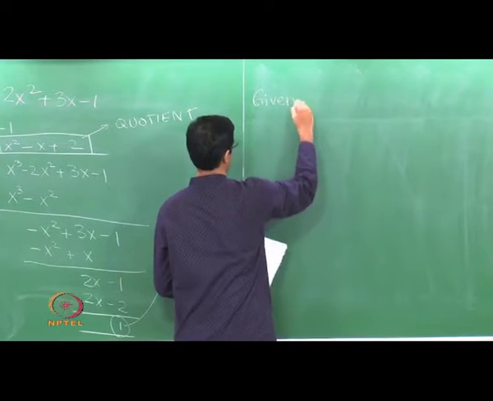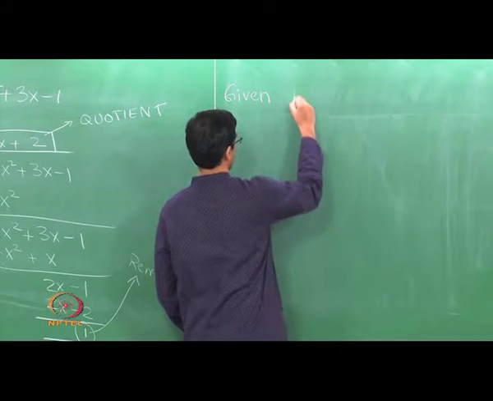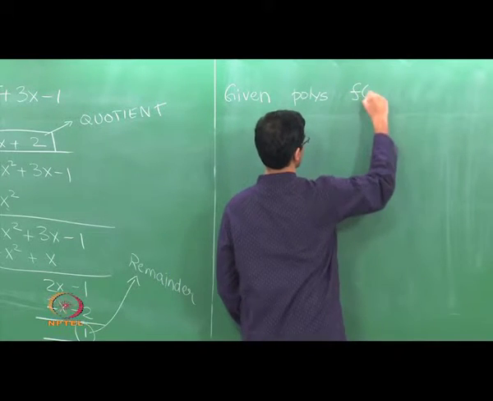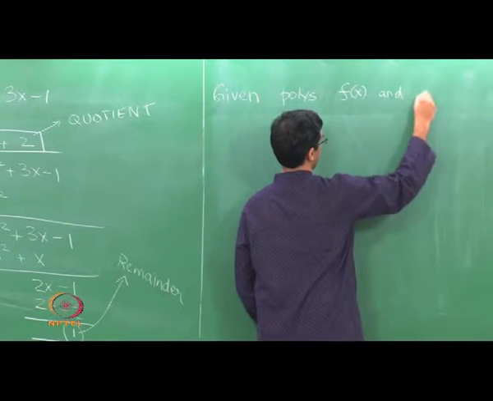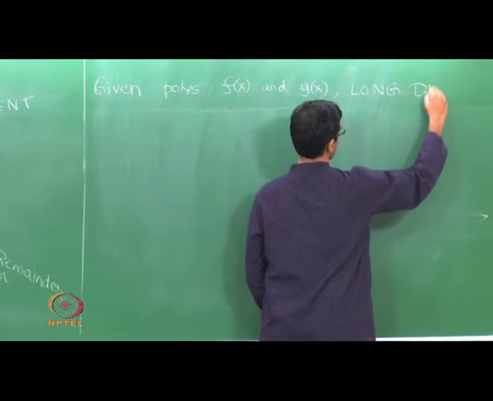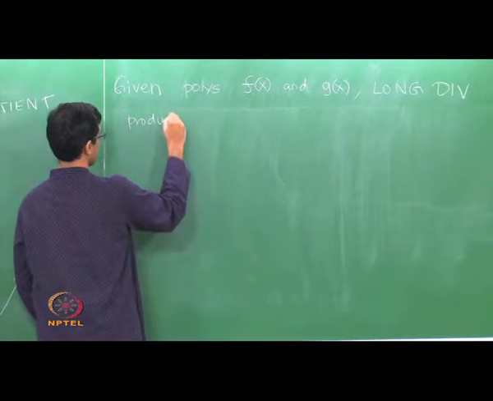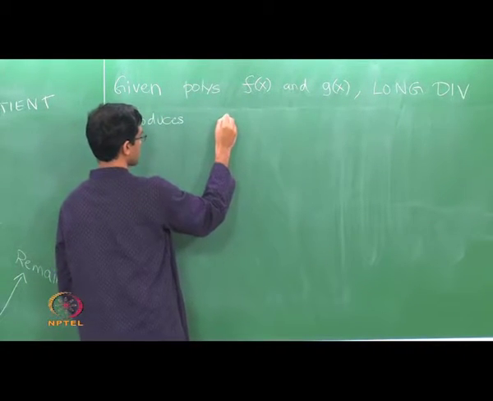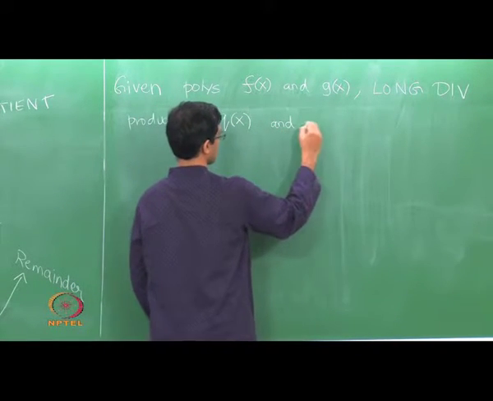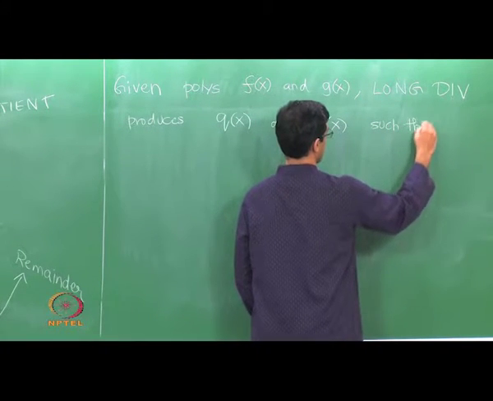So let me just say what long division does. So given polynomials, often abbreviated to polys, f of x and g of x, what does long division do? Long division of f by g produces two more polynomials. So I started with two of them, it produces two more polynomials. Let us call them q of x, q for quotient, and r of x, r for remainder, such that the following properties are true.